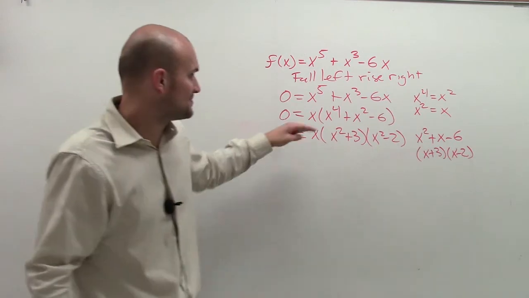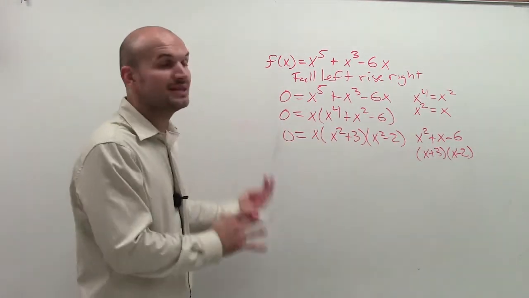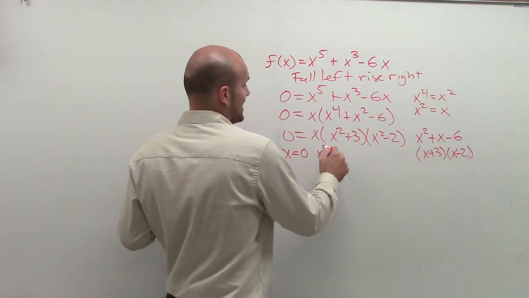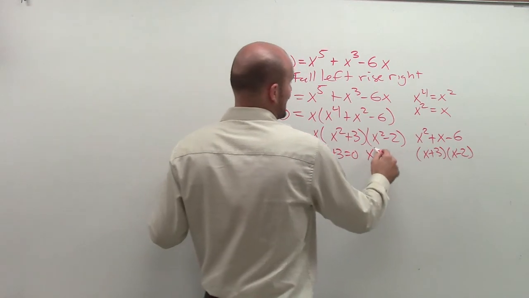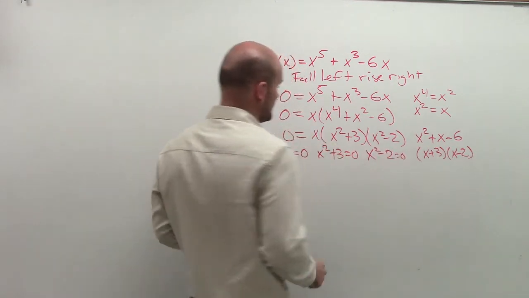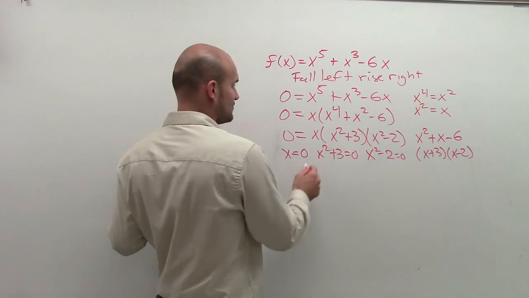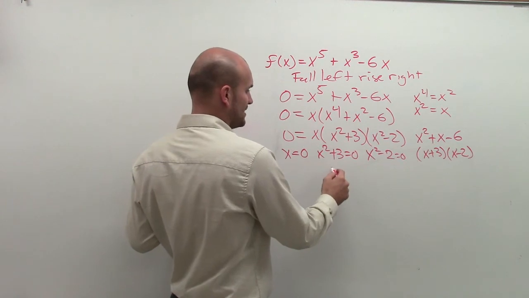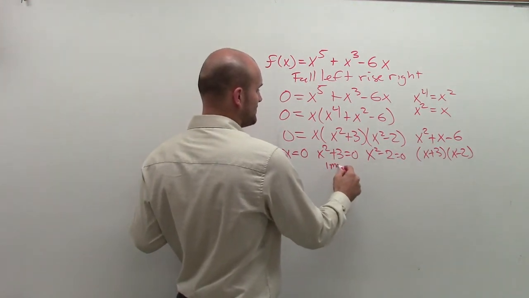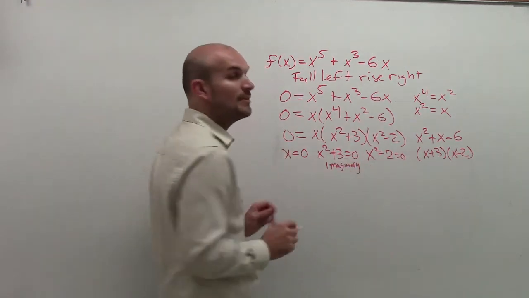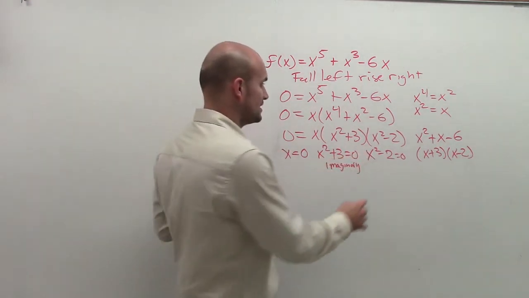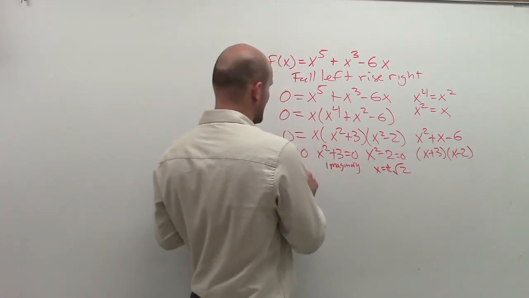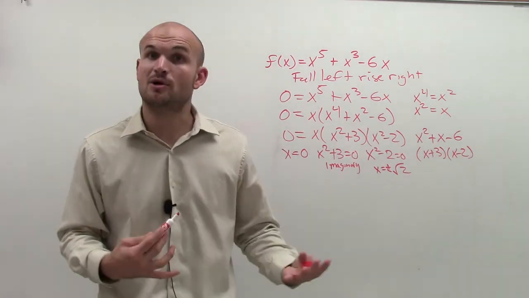So now what we need to do is we see all of our factors equal 0. Since they're all being multiplied, I can apply the zero product property. x equals 0. Then x squared plus 3 equals 0. And then x squared minus 2 equals 0. So by solving for x here, first of all, let's go and solve each one. So therefore I get minus 3, so that's going to be imaginary. So right now we're not going to worry about imaginary roots. We'll talk about that later in the class. And then here I'm going to have x equals plus or minus the square root of 2, and here x equals 0.